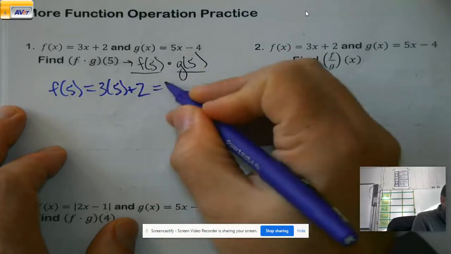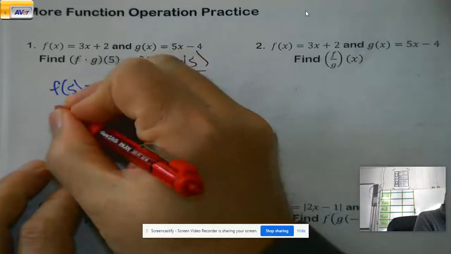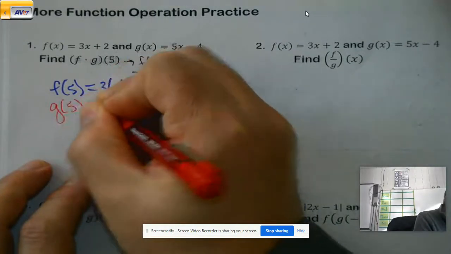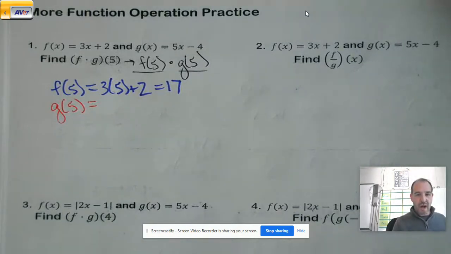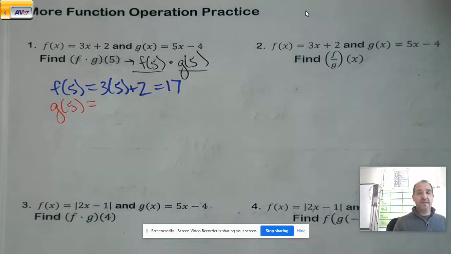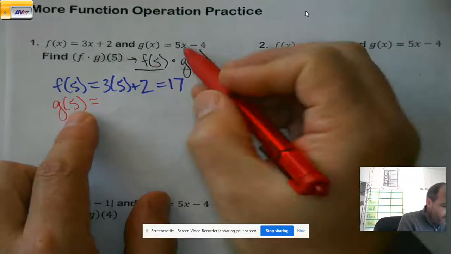15 plus 2 is 17. And then I'm going to plug in 5 for g. And again, when you're doing these on your own, if you look at it and you can do some of these parts in your head, that's fine. I just, on a lesson, want you to be able to see what it is that we're doing, so you can look back later and go, where'd you get that from?